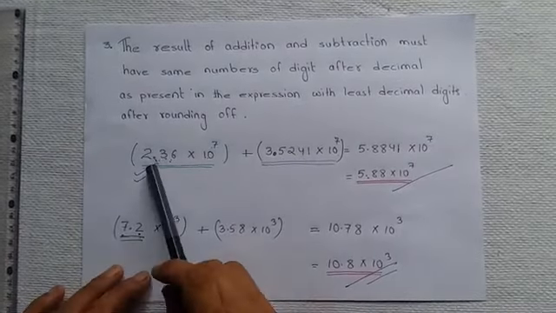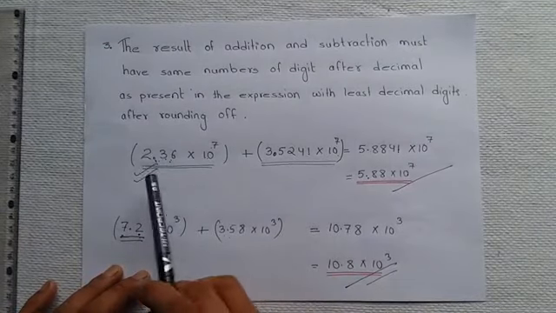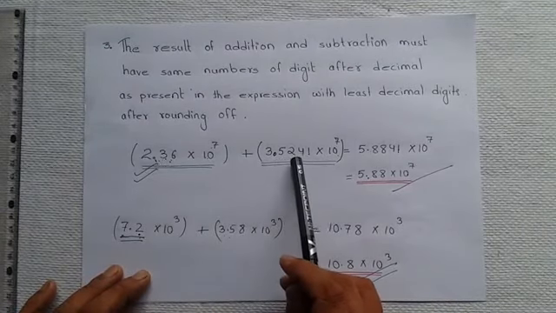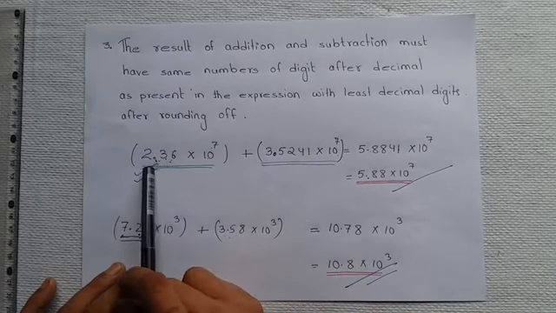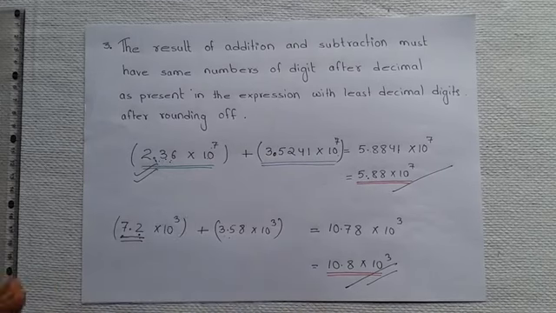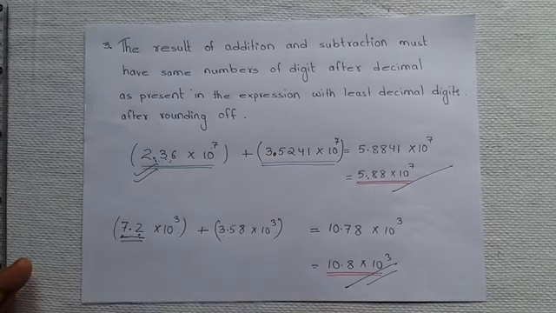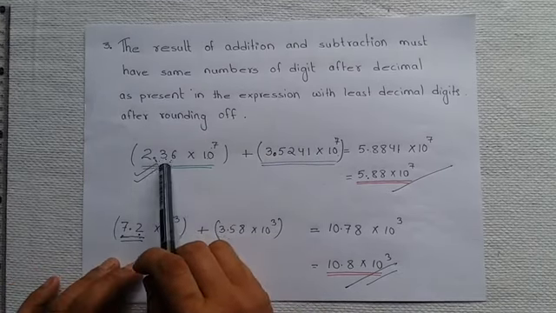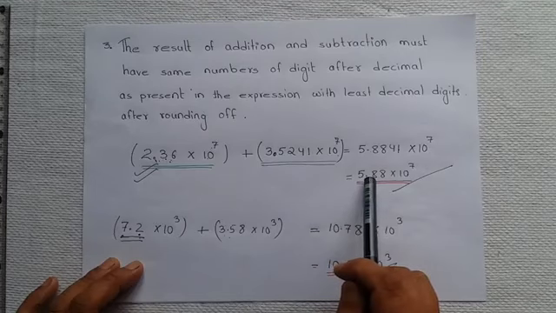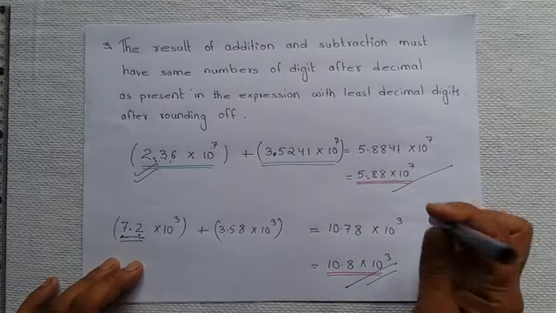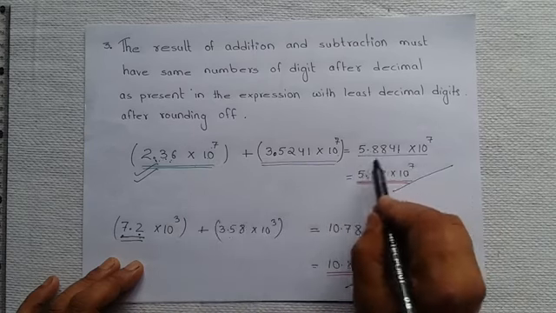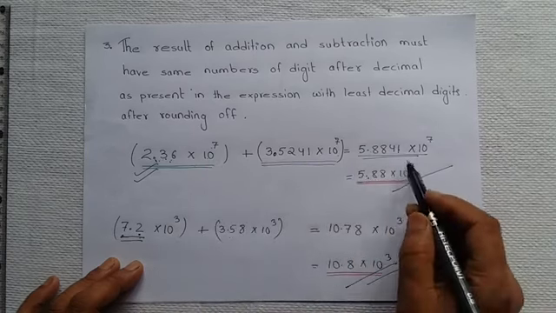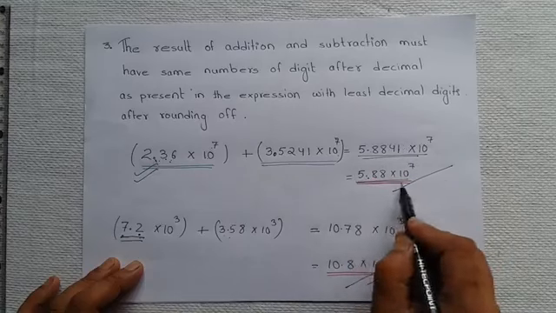As you can see here, we are adding these two scientific notations, 2.36 and 3.5241. So this expression has the least digits after the decimal. So our answer will also contain 2 digits after the decimal. And this is your answer. But actually, when we add up, we come up with these answers. And finally, we'll round it off and we'll get this.